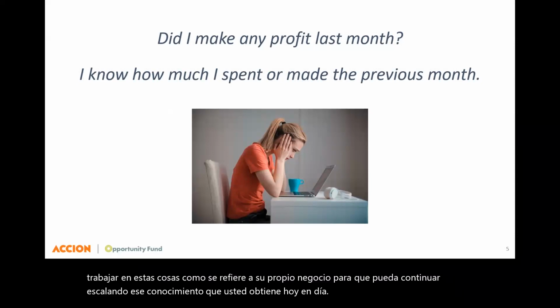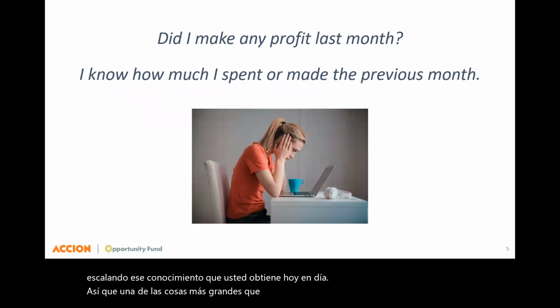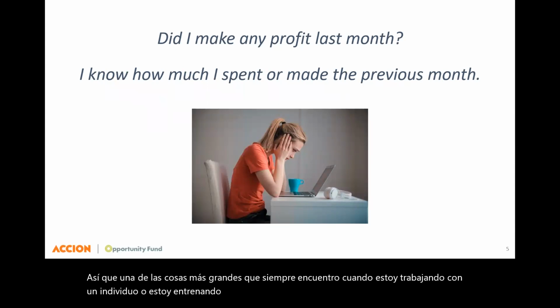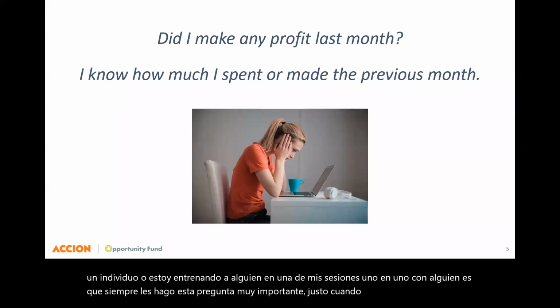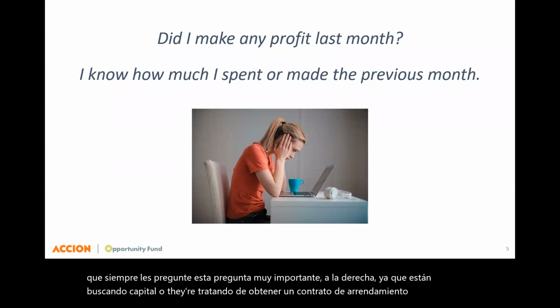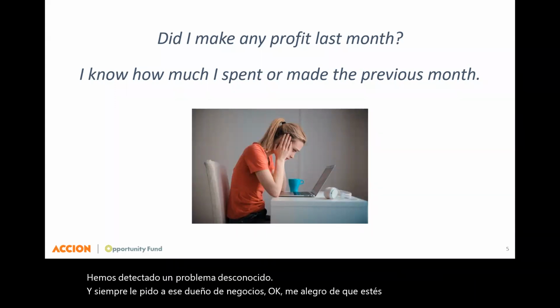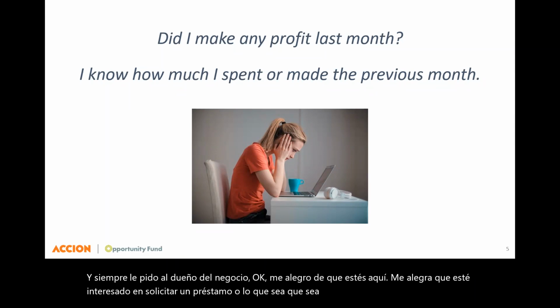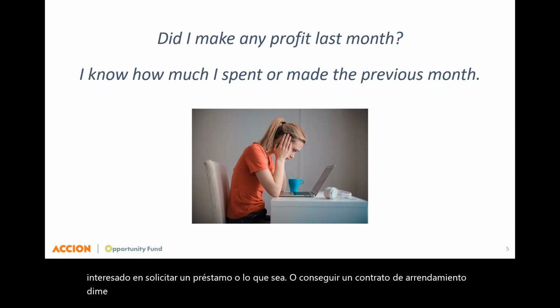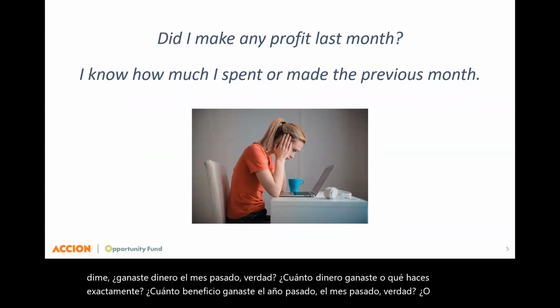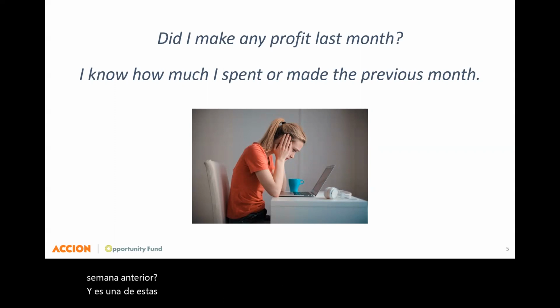One of the biggest things I always encounter when I'm coaching someone in one of my one-on-one sessions is that I always ask them a very important question, as they're either looking for capital, or trying to get a lease for their business, or trying to expand. I always ask that business owner, okay, I'm glad that you're here, I'm glad that you're interested in applying for a loan, or getting a lease. So tell me, did you make any money last month? How much money did you make? Or do you know exactly how much profit you made last year, last month, or the previous week?